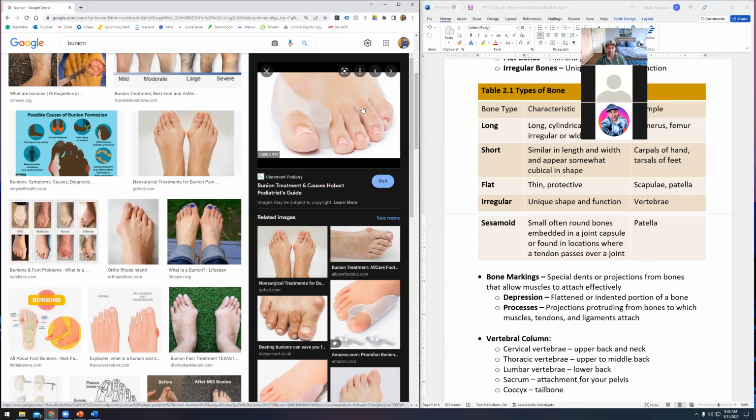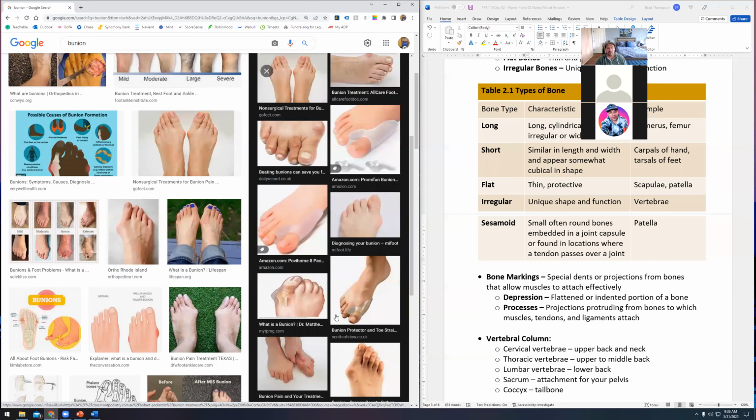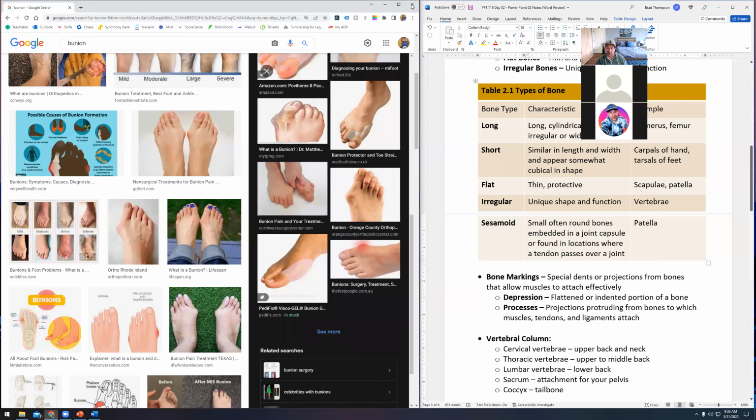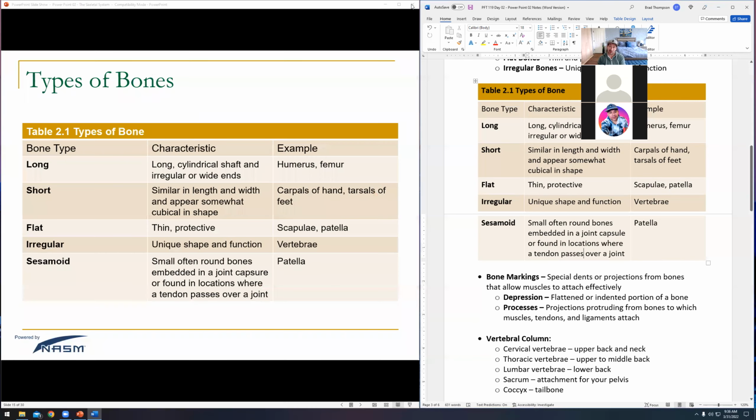Are those things hereditary, or does it just depend, like if it develops from small shoes and stuff? So it's a little bit hereditary, and it's a little bit from wearing small shoes. Yeah. So got it. I would get a wider toe box.